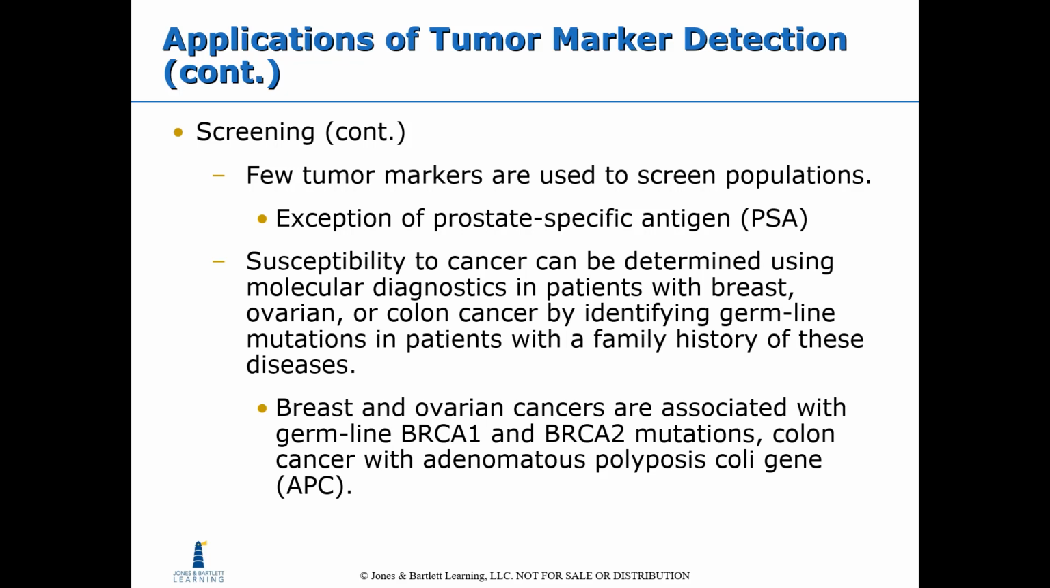Susceptibility to cancer can be determined using molecular diagnostics in patients with breast, ovarian, or colon cancer by identifying germline mutations in patients with a family history of these diseases. Breast and ovarian cancers are associated with germline BRCA1 and BRCA2 mutations. Colon cancer with adenomatous polyposis coli gene, APC.